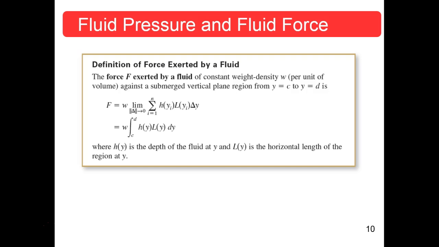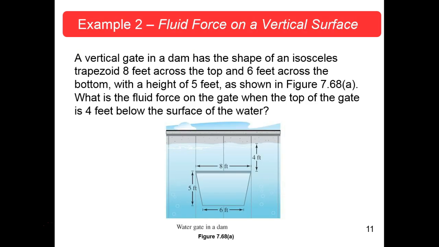Okay, so c and d are measured in y. Where h of y is the depth of the fluid at position y on your plate. L of y is the horizontal length at that position. Now, if it's a uniform plate, a rectangular plate, this is going to be a constant. The L will not depend on the depth at all. Okay. This one's not a uniform plate. The vertical gate in a dam has the shape of an isosceles trapezoid. Now, what does isosceles mean?